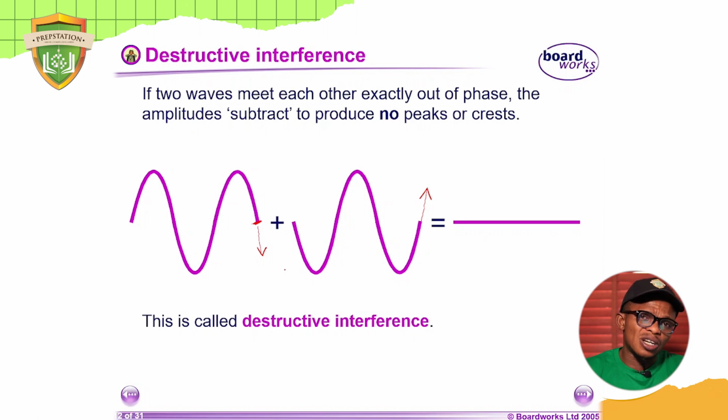And what is the outcome of destructive interference? They cancel out, on the condition that the two waves are equal. If the two waves are equal, they will just cancel out. They will form what? Nothing. Now you have a straight line.